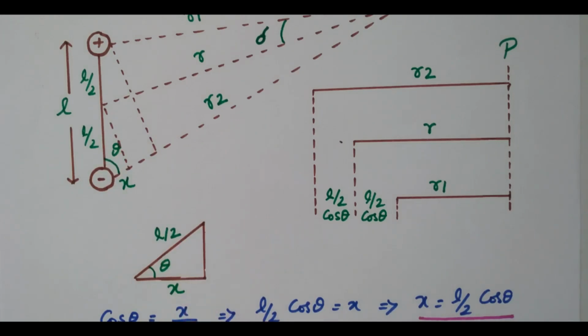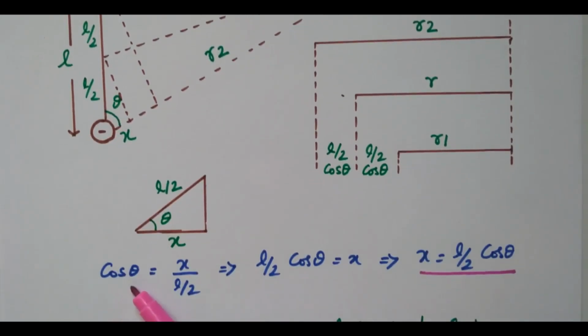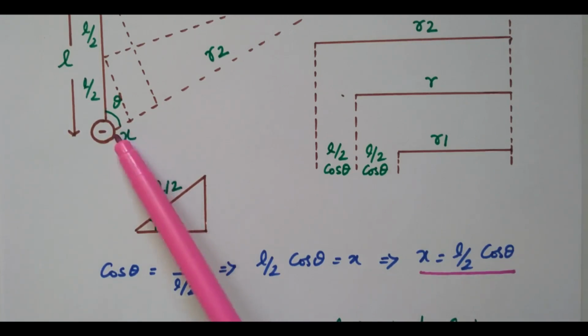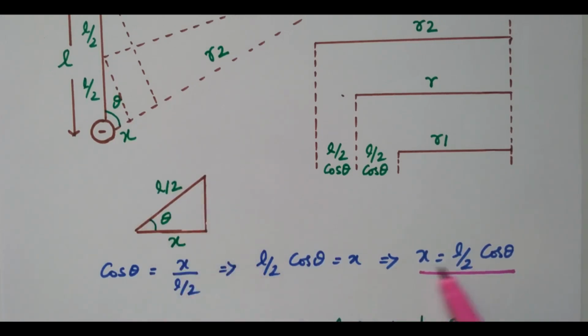By finding the value of cos theta, cos theta equals adjacent side by hypotenuse. Adjacent side is x divided by hypotenuse L by 2. We multiply here, so L by 2 cos theta equals x. So x equals L by 2 cos theta. So this distance by which each line differs is L by 2 cos theta. From this triangle, by finding cos theta, we found the expression for the unknown parameter x equal to L by 2 cos theta. So this distance will be L by 2 cos theta, right?